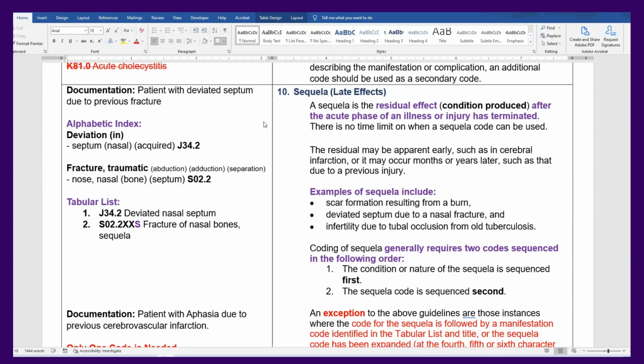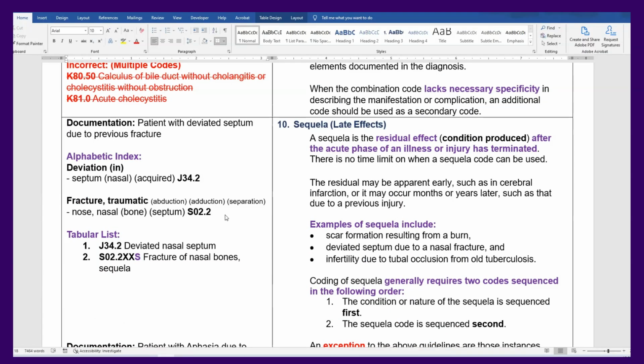So let's look at an example. We have a patient coming in with a deviated septum due to a previous fracture. Here we see deviation of the septum, nasal, acquired: J34.2. Here we have a fracture, traumatic, and that is going to be S02.2. This is not a current traumatic fracture, right? The patient has a previous fracture of their nasal bone.